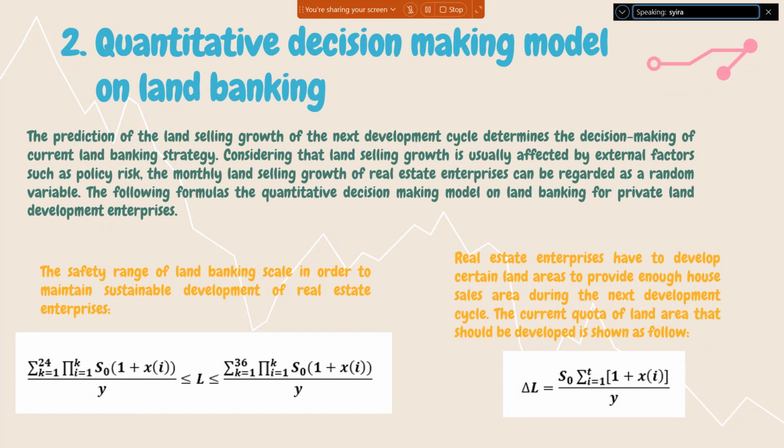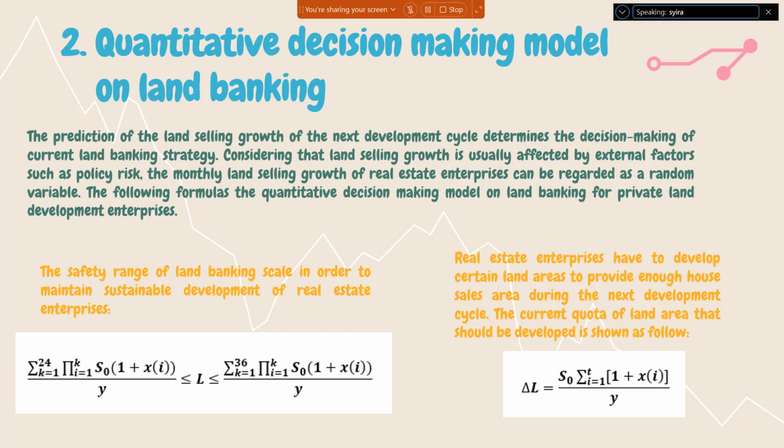The second model is the quantitative decision-making model on land banking. The prediction of land selling growth of the next development cycle determines the decision-making of the current land banking strategy. Considering the land selling growth is usually affected by external factors such as policy risk and so on, the following formulas form the quantitative decision-making model on land banking for private land development enterprises.